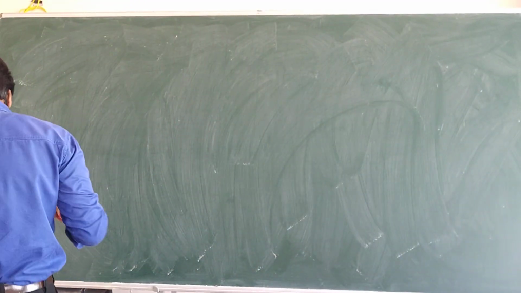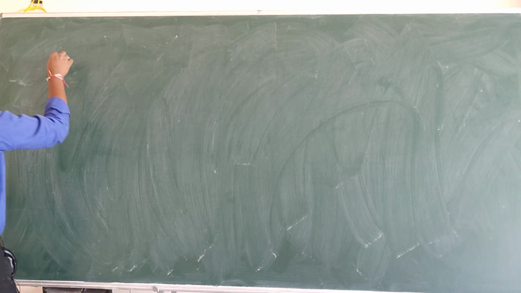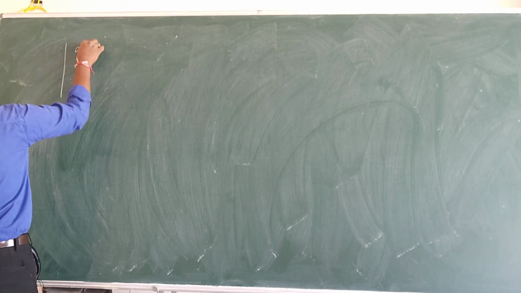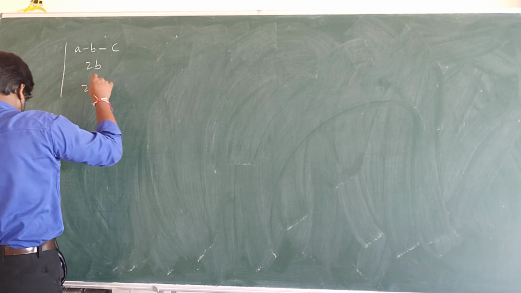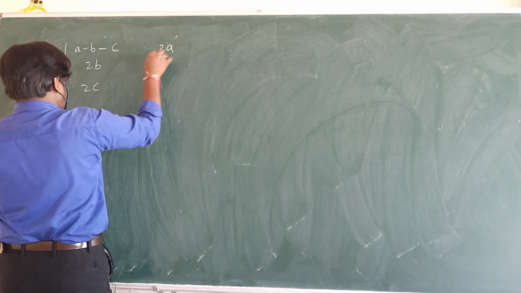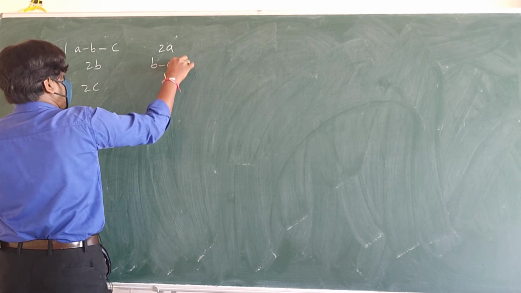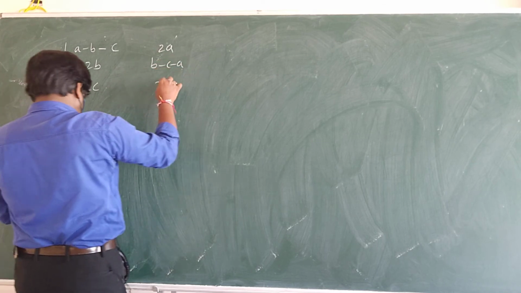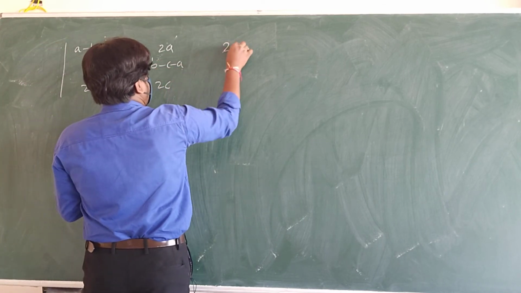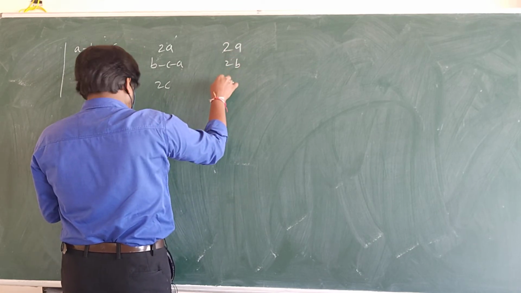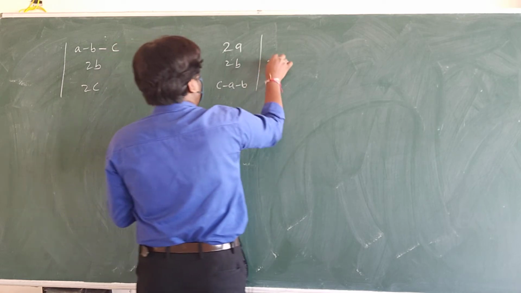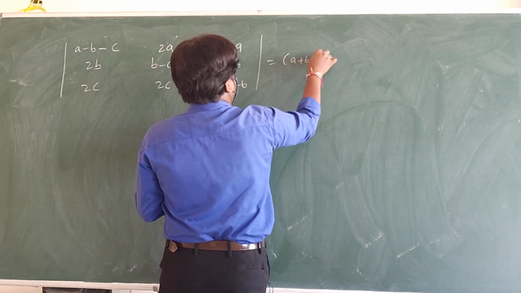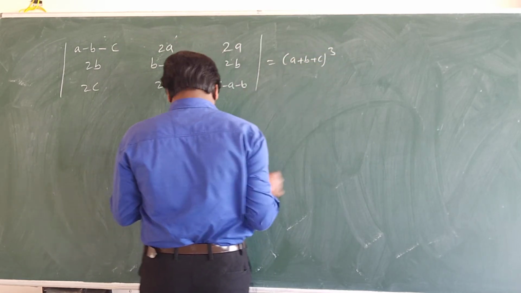So next question is: determinant of the matrix with rows A minus B minus C, 2B, 2C; 2A, B minus C minus A, 2C; 2A, 2B, C minus A minus B is equal to (A plus B plus C) whole cube.